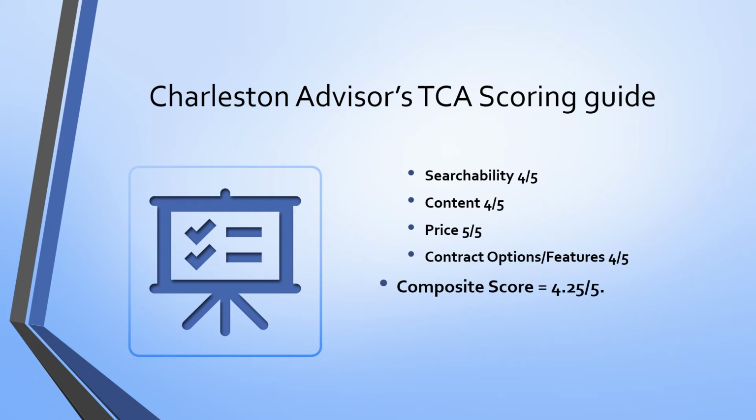According to the TCA scoring of Charleston Advisor, the reviewer gives it 4 out of 5 for searchability, 4 out of 5 for content, 5 out of 5 for price, and 4 out of 5 for contract options and features, which gives it a composite score of 4.25 out of 5. With the health budget continuously getting restricted, a free database developed especially for health professionals aiming to search for the latest evidence for care is a useful tool to have.